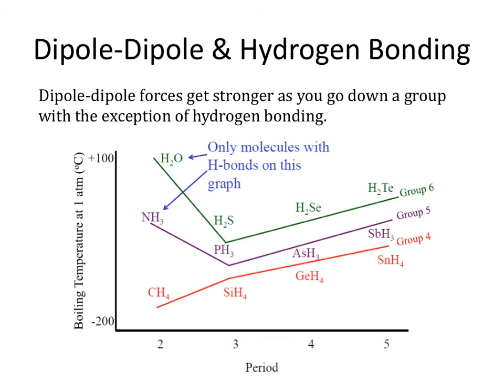So if we were going to look at dipole-dipole and hydrogen bonding together, dipole-dipole forces get stronger as you go down a group because the atoms are larger and therefore more polarizable. The exception is molecules that undergo hydrogen bonding. So larger atoms are more polarizable.